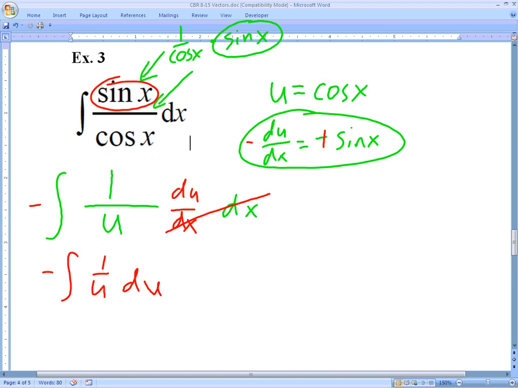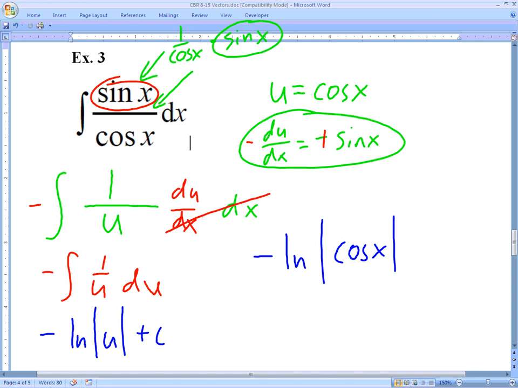And that is definitely something we can do the integral of. So we just bring down our negative sign, and that becomes natural log of u. Technically absolute values, but I don't think they'll take off points if we leave that off. So the natural log of u. And then we just bring back our substitution. So we have negative natural log of cosine x plus c.